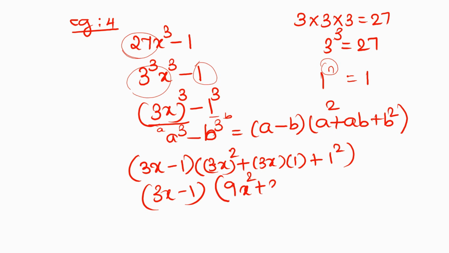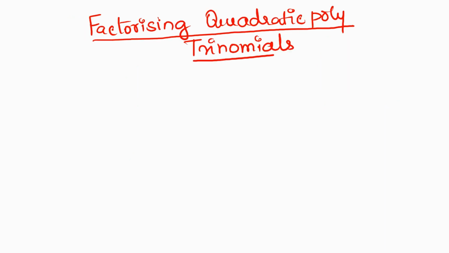Now I got two terms, one is binomial, another one is trinomial. First term is 3x minus 1, second term is 9x square plus 3x plus 1. So now we will see the factorization for a quadratic polynomial.